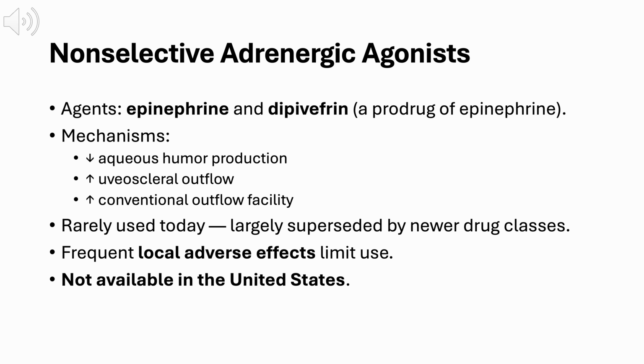Okay, let's move on to non-selective adrenergic agonists. These include epinephrine and dipivefrin, which is a prodrug of epinephrine. These agents lower intraocular pressure by decreasing aqueous humor production, while simultaneously increasing both uveoscleral outflow and conventional outflow through the trabecular meshwork. They're rarely used today, having been replaced by newer and more selective drug classes. Frequent local side effects further limit their use, and they are no longer available in the United States.